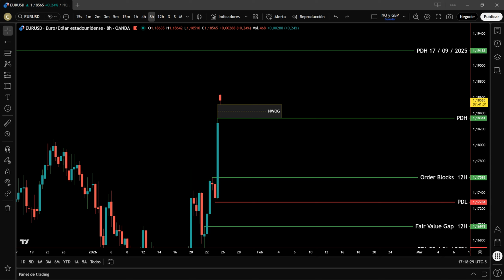An advanced detail that marks the difference between an amateur and a professional trader is the NWOG, or New Week Opening Gap. I've highlighted it with a small yellow box at the top of the price action. This is the price gap created between the Friday market close and the Sunday night open. These weekly opening gaps very often function as invisible support or resistance levels of great power. Look closely at how price reacted with pinpoint precision exactly within that zone after its last expansion.